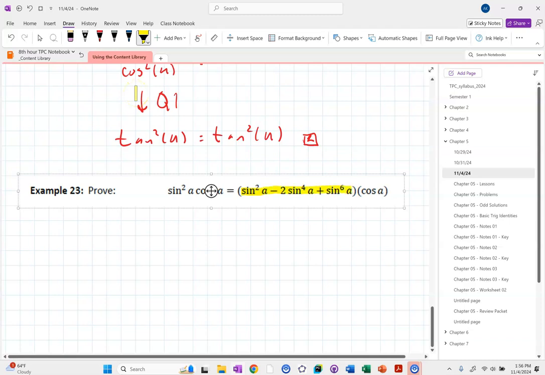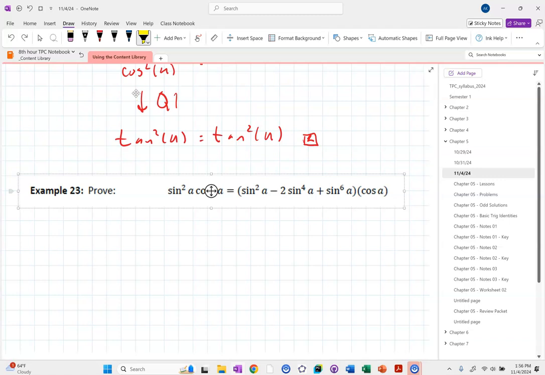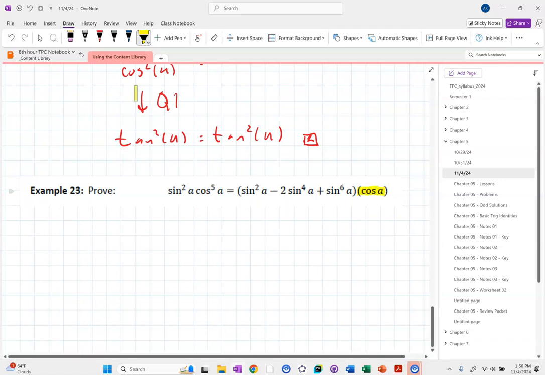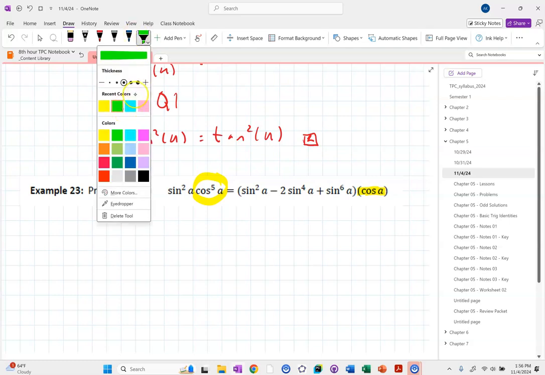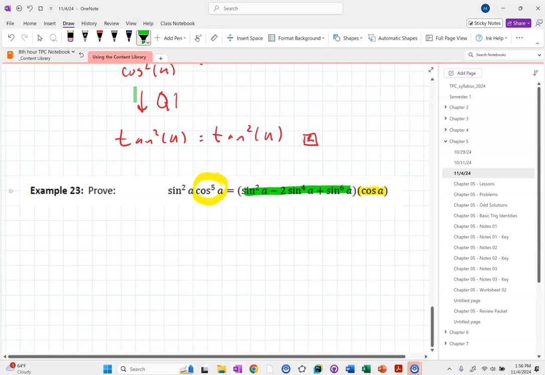So when I look at this, well, actually, let's say this. I see a cosine alpha over here on the right side. And I see 5 cosine alphas there. So I know that this trinomial is going to be occupied by this sine squared and then the remaining 4 of those cosines, right?